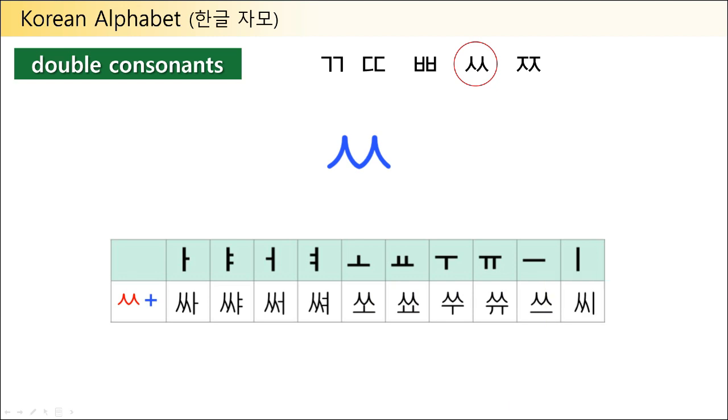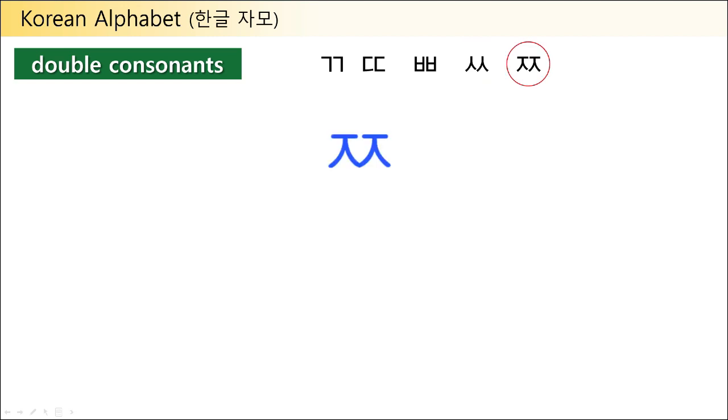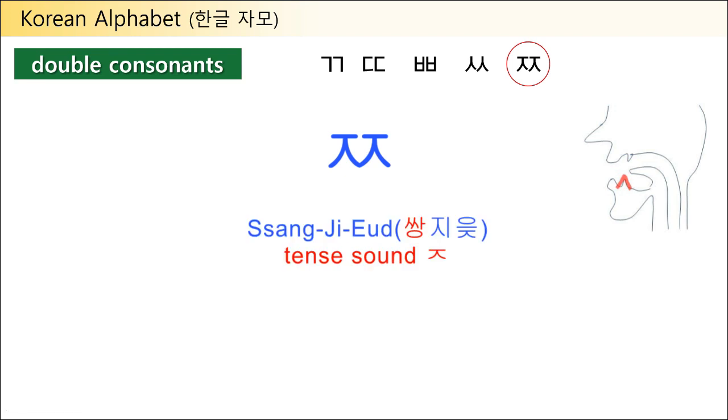Great. Pronunciation of this double consonant requires tension on the tip of the tongue and the front gums. Lastly, double jieut, we call it ssang jieut. It has a tense sound of jieut. You have to pronounce it by applying strength to the end of the tongue.